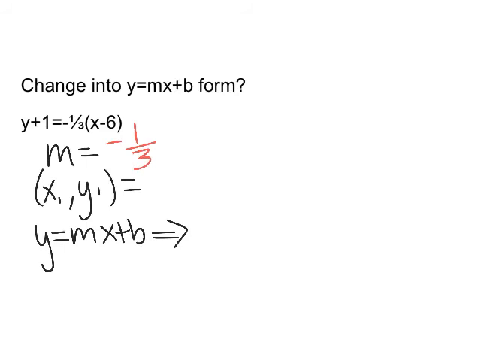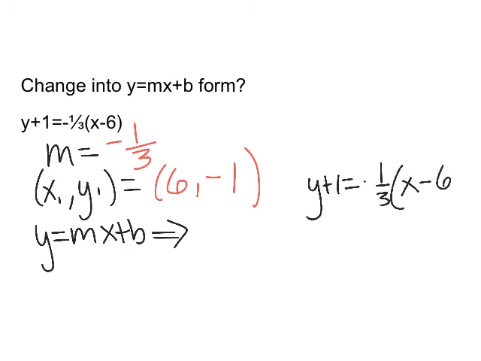Did you decide that m is -1/3? Did you decide that your coordinate point is a positive 6 and a negative 1, because it must be x minus a positive 6 and then y minus a negative 1 to end up with y plus 1. And then to solve here, I'm going to rewrite my original equation, and I'm just going to solve for y. So y plus 1 equals negative 1/3 times x minus 6.